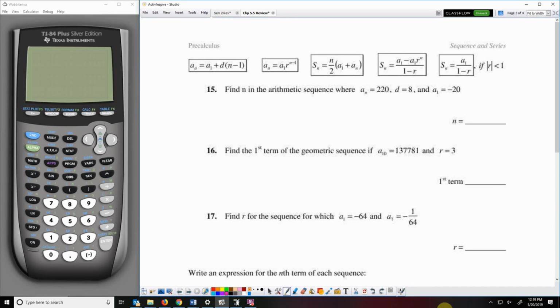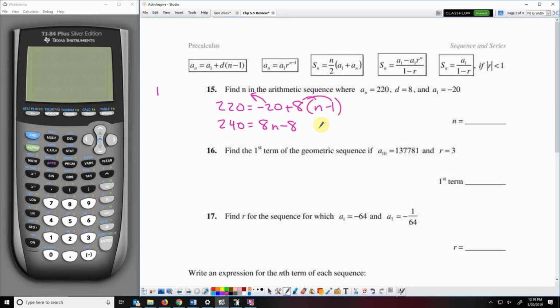On to page 3 in our review. Number 15, find n in the arithmetic sequence. Finding n in an arithmetic sequence is formula number 1. A sub n, 220, equals A1, negative 20, plus D, 8, times n minus 1. So I want to add that 20, so 240 equals 8n minus 8.